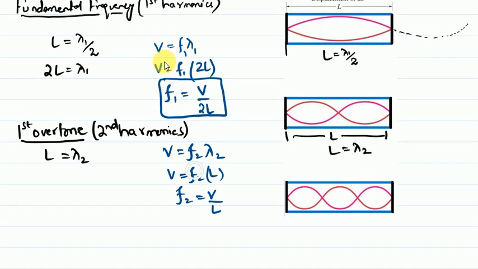These two relations seem very different, like V upon 2L and V upon L. But if we multiply and divide by 2, we can write V upon 2L. What I did was multiply this 2 with L and leave the other 2 as it is. This is equal to F1.